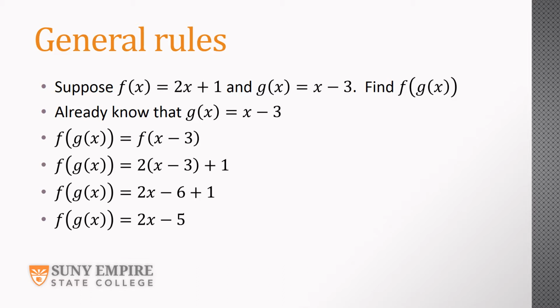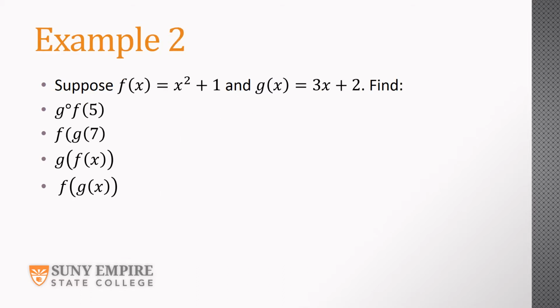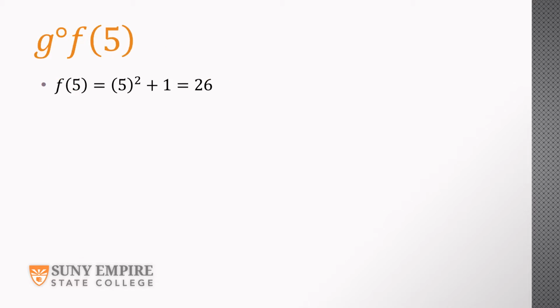Let's see some more examples. Suppose this time that f(x) = x² + 1 and g(x) = 3x + 2. We want to find g following f of 5, f(g(5)), g(f(x)), and f(g(x)). The first problem we want to solve is to find g following f of 5. To do so, we first need to find f(5). We plug in 5 for x, so we have 5² + 1, which is 26.